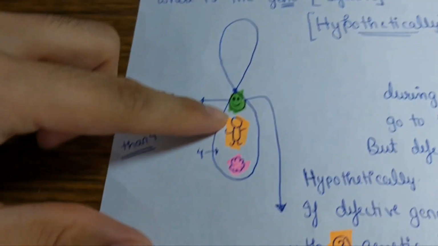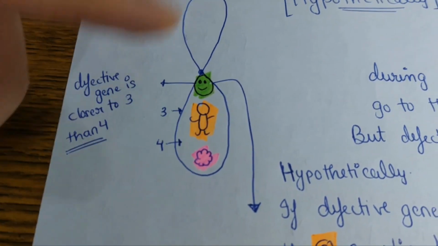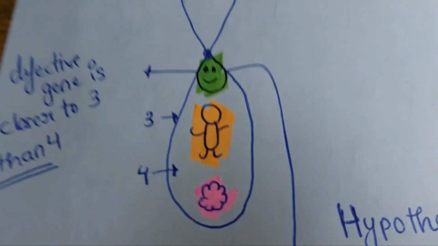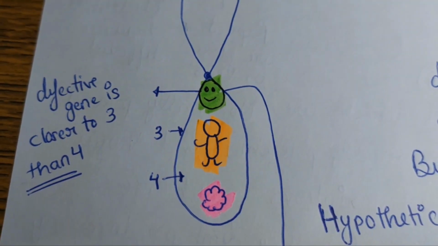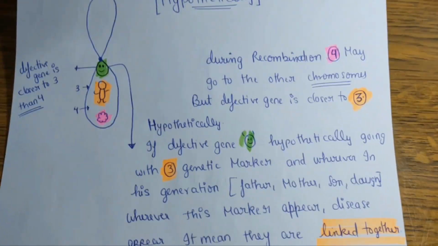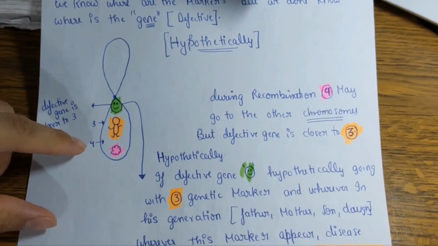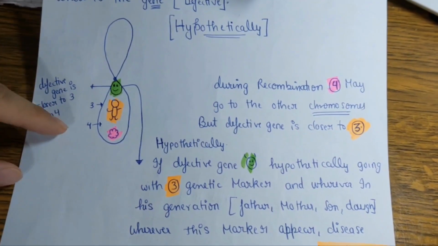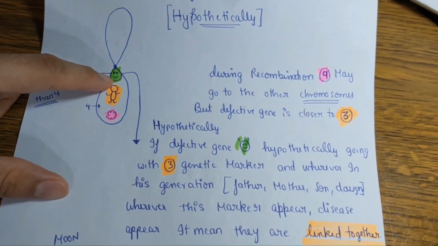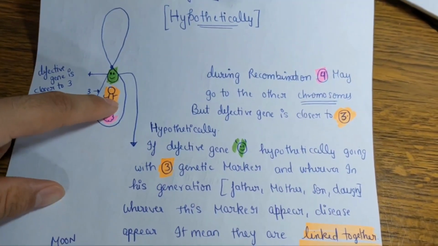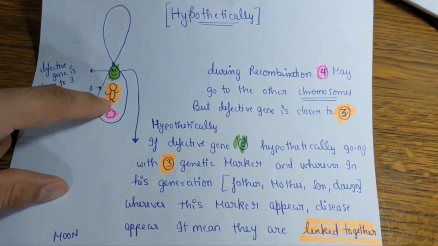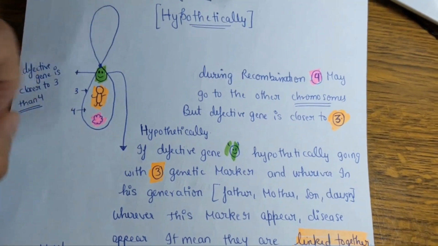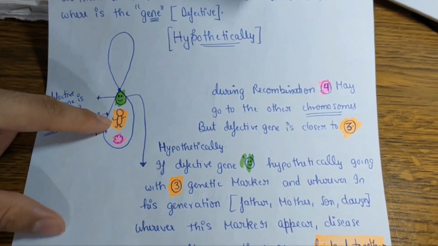Now we are going to look at another concept, related to linkage. For example, if this is our disease-causing gene, and this is marker number 3 and marker number 4, the defective gene is the green gene with a smiley face. During recombination, it may be possible that this fourth genetic marker may go to the other chromosome, and we can also see that this defective gene is closer to genetic marker 3. So the disease-causing defective gene is closer to genetic marker 3.